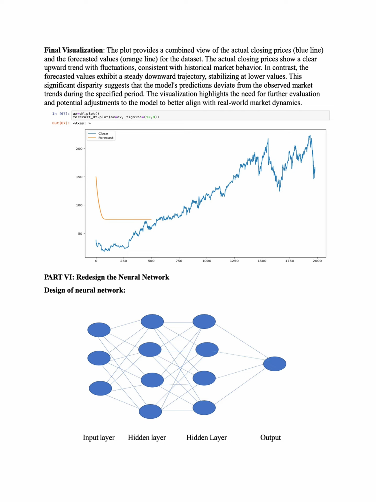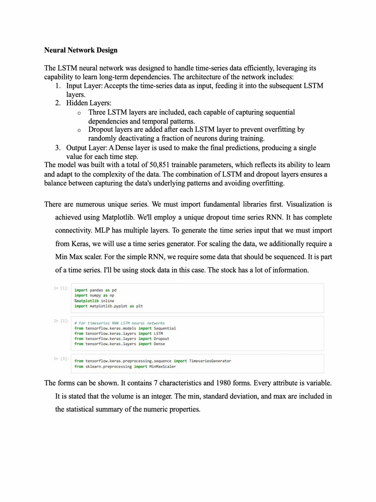So in part 6 we are asked to redesign the neural network. I tried changing multiple parameters so that a better performance can be viewed. So this is the design of the neural network, which is similar to the previous one. So I tried reducing the testing percentage, hidden layers, and also the number of neurons used here. So these are the results.